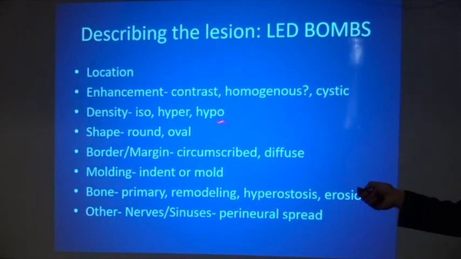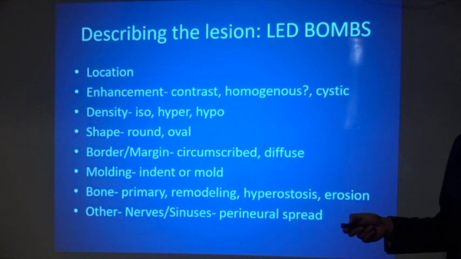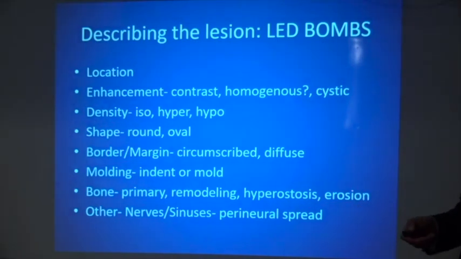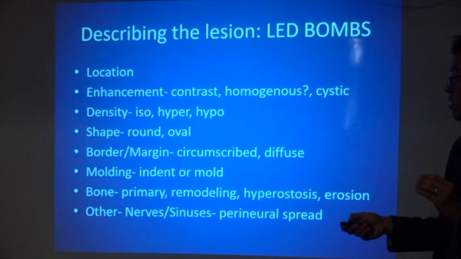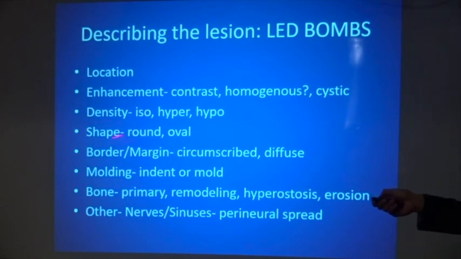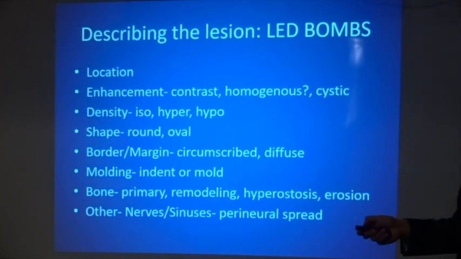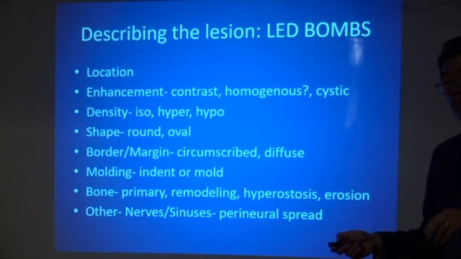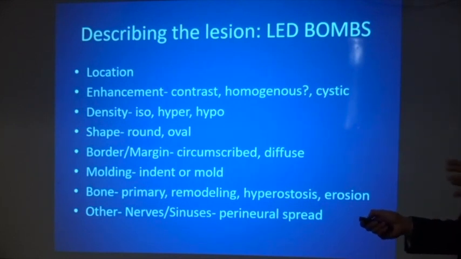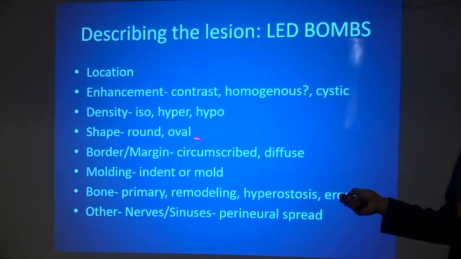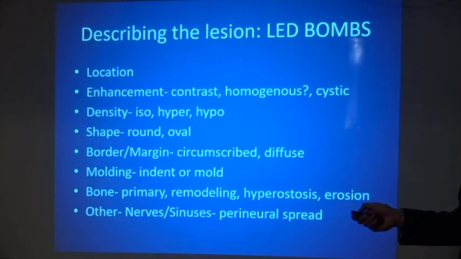So the third is the density. The intensity and density. You had questioned this earlier, but is it iso-intense, hyper-intense, or hypo? And that is something that you do with respect to the muscle. The fourth is the shape, and is it round, or is it oval? And we'll go through that. Different shapes lend to different types of tumors.